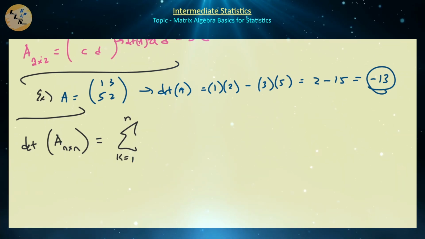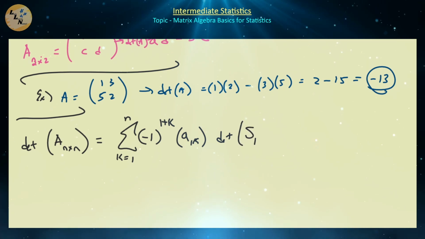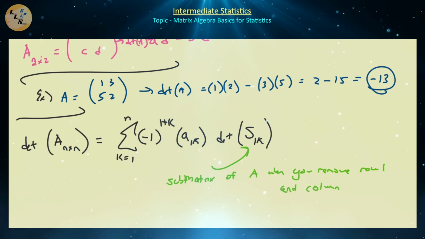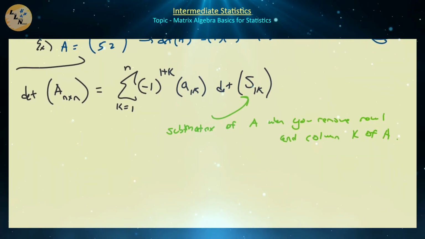The determinant of an n by n matrix can be found via this fun looking expansion: the sum from k equal to 1 to n of negative 1 to the power of 1 plus k times a_1k times the determinant of S_1k. S_1k is the submatrix of A when you remove row 1 and column k of the matrix A. So if your original matrix A was a 5 by 5, S_1k is going to be a 4 by 4, at least in the initial stage of this determinant expansion.